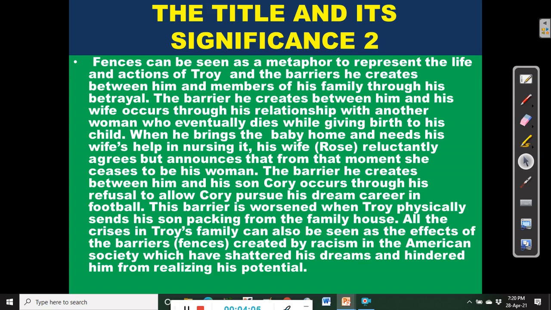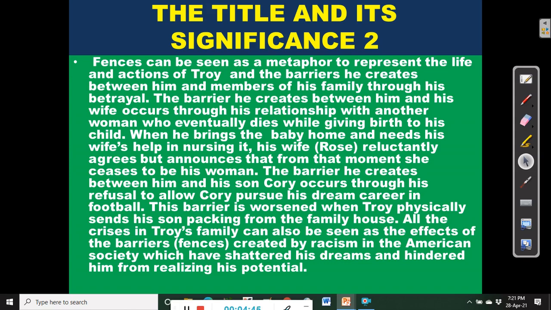Now, the barrier Troy creates between him and his son Corey occurs through his refusal to allow Corey to pursue his dream career in football. You know, Troy had a bitter experience when he wanted to pursue a career in baseball, and he was hindered by racial discrimination. Now, based on that experience, he prevented his son from pursuing his career in football, probably fearing that his son might have a similar experience.